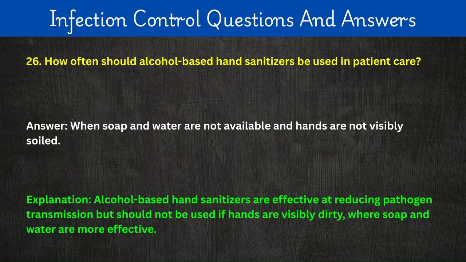26. How often should alcohol-based hand sanitizers be used in patient care? Answer. When soap and water are not available and hands are not visibly soiled. Explanation. Alcohol-based hand sanitizers are effective at reducing pathogen transmission but should not be used if hands are visibly dirty, where soap and water are more effective.